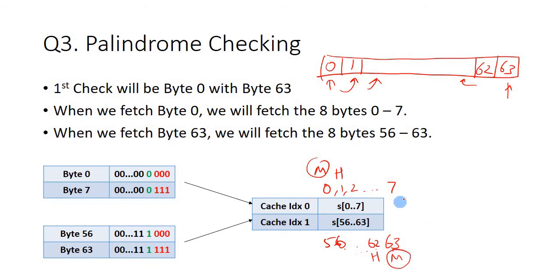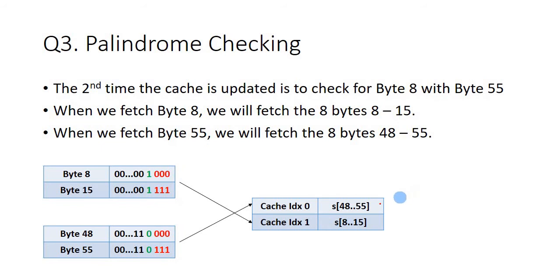But what about the next 8 bytes? For the next 8 bytes, you will see that the cache line gets swapped. So byte 8 to byte 15 is coming here, 8, 9 all the way to 15, and 55 down to 48 is coming here. It doesn't matter if the cache line gets swapped, because what is important is that for the entire 8 bytes access, I stick to the same cache line, and they are different cache lines. So again, when I fetch byte 8, it will be a miss. Byte 55 will be a miss. Subsequently, everything else will be a hit.